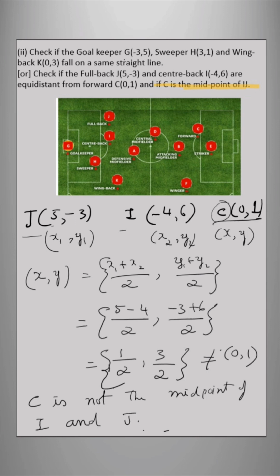If defensive midfielder A (1, 4), where it is, this one. Attacking midfielder B (2, -3), where it is, this one. And striker E (a, b), where it is, this one. Lie on the same straight line, we can see it is the same straight line. B is equidistant from A and E. Find the position of E. Now let us solve this question.